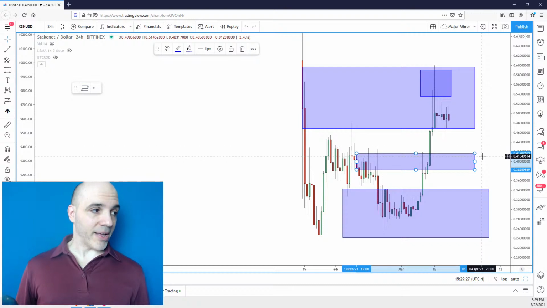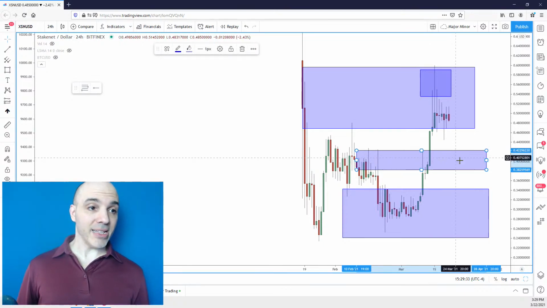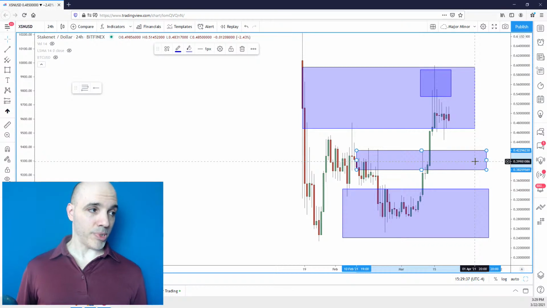So if anything, if you want to work with a level that has probability more in your favor, that would be the area if it can test that area, okay? But there's no trend here per se. I don't see clear, distinct higher lows, higher highs. I don't see a series of them. I only see one. So I would wait for the pullback. I mean, I tend to be more conservative.